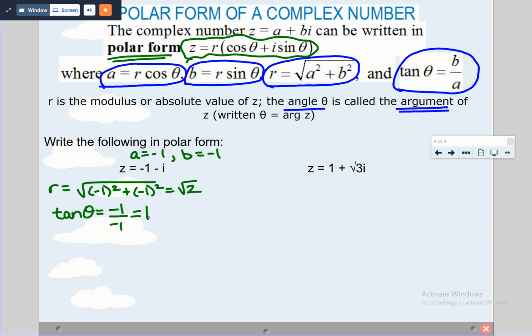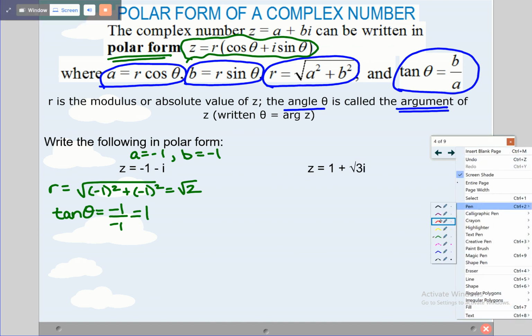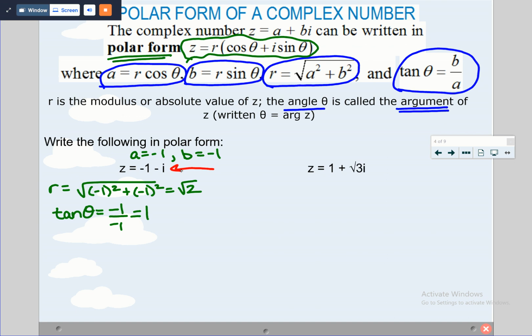So tangent equals 1. Now we know there's going to be 2 answers to this. So just like with polar coordinates, we're going to look at our quadrant. If you graphed -1 minus i, what quadrant would you be in? You would be in quadrant 3 with that real and imaginary axes. So our theta needs to be an angle in quadrant 3.